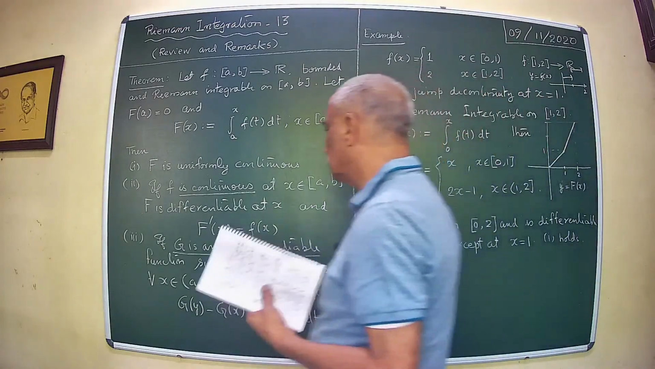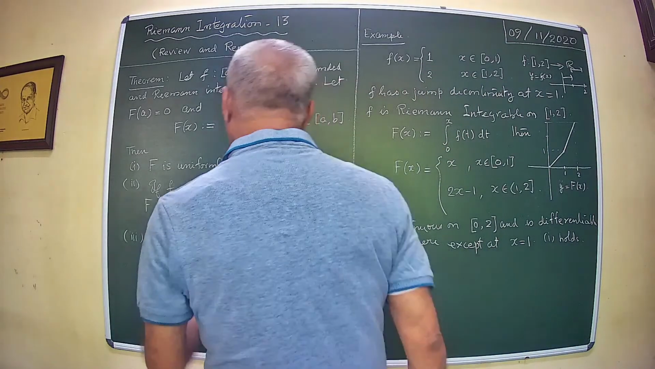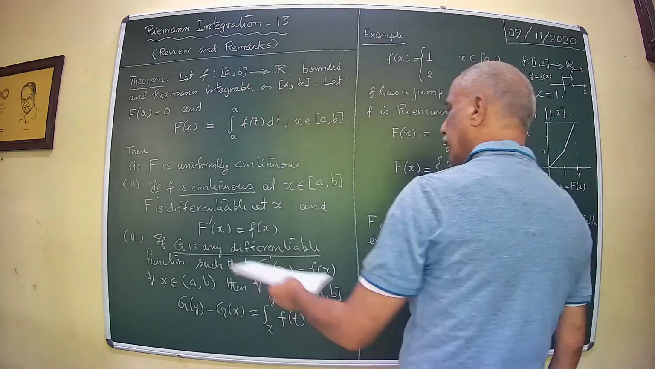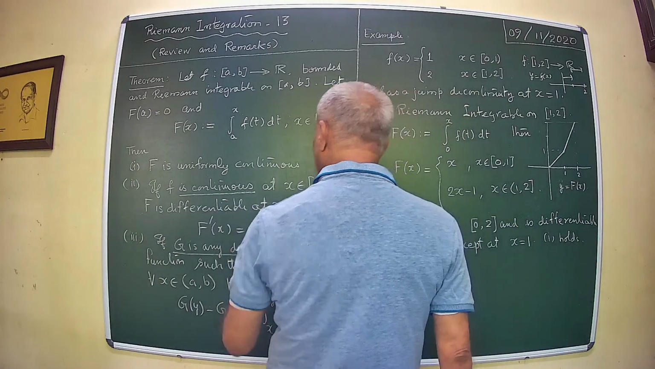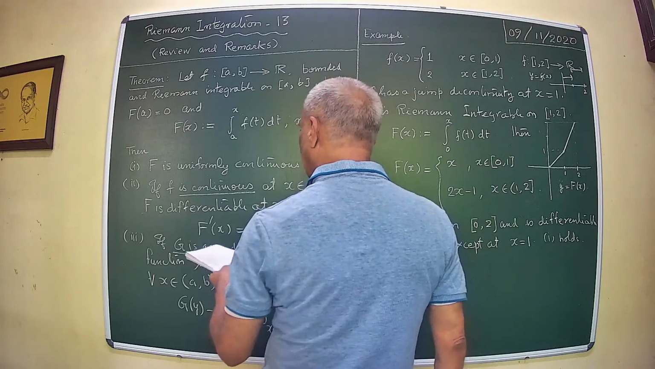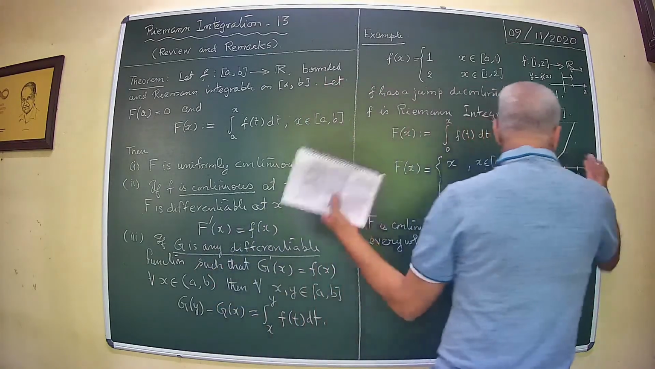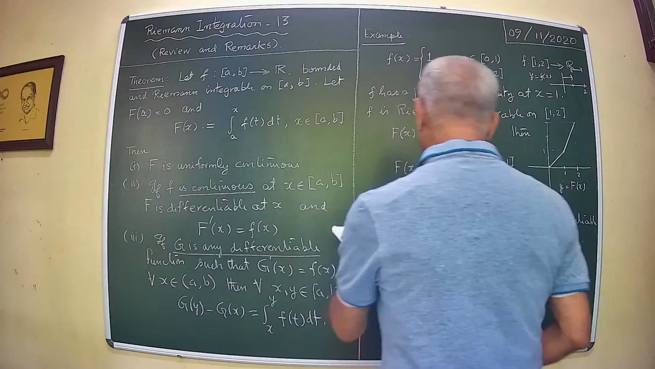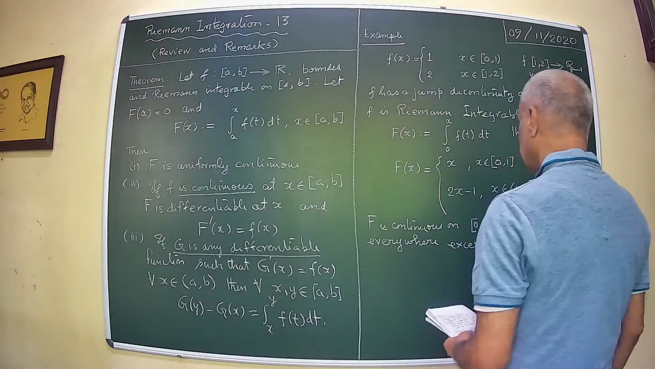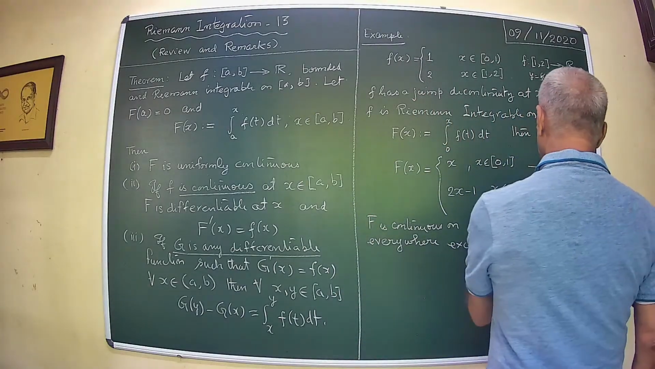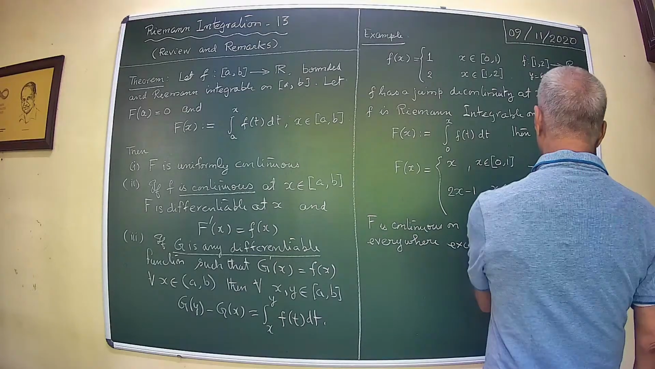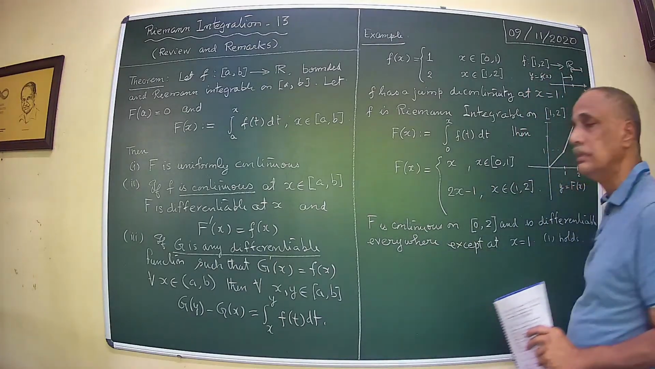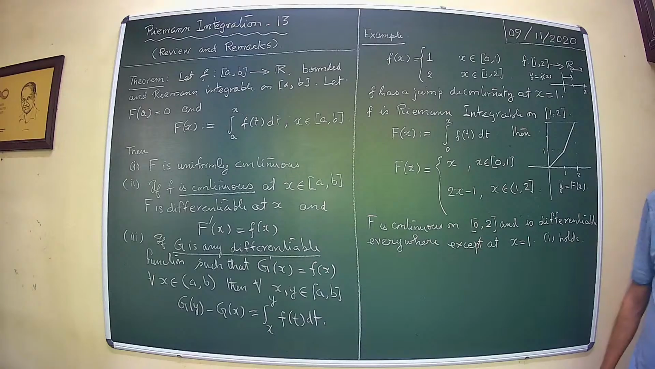What about 2? f is not continuous, therefore capital F is not differentiable on the whole interval. But capital F is differentiable everywhere except at the point x equal to 1 where small f has discontinuities. Now this is the problem.